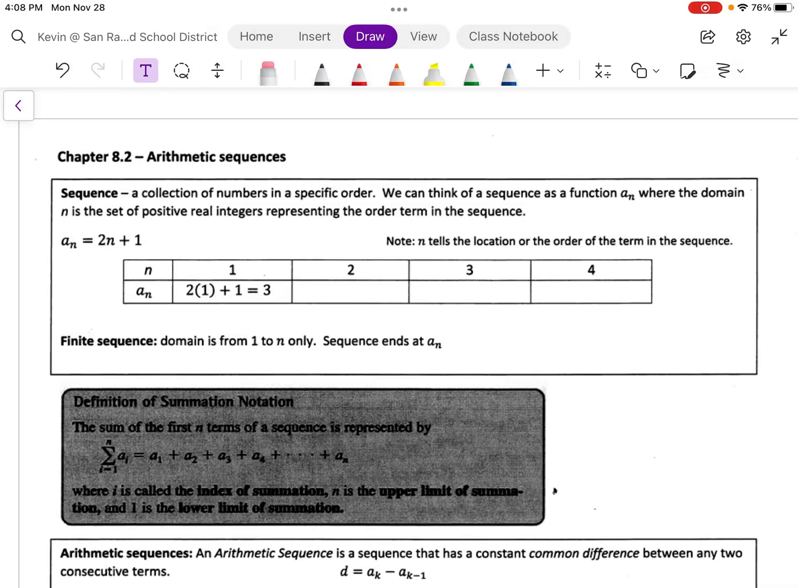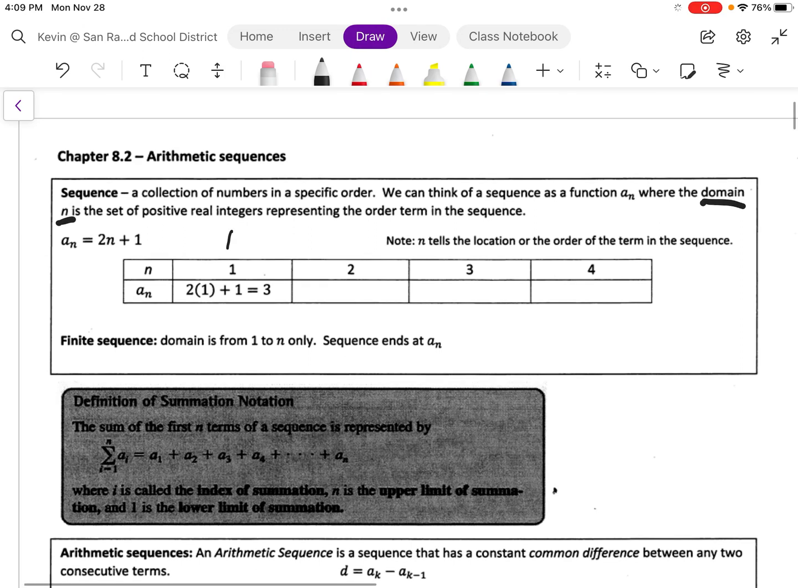Okay, chapter 8.2, arithmetic sequences. A sequence is a collection of numbers in a specific order. We can think of a sequence as a function, a sub n, where the domain n is a set of positive integers representing the order of the term in the sequence. So in other words, this is the first term, second term, third term, fourth term.